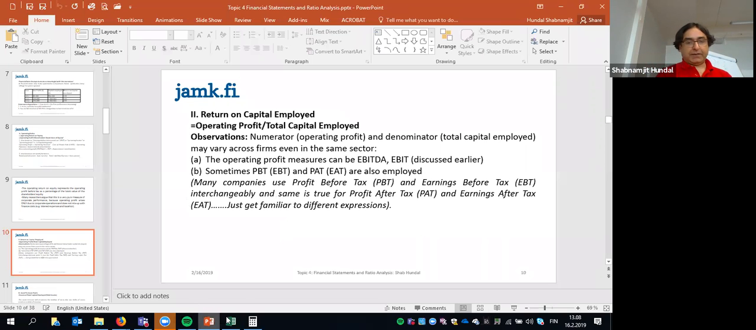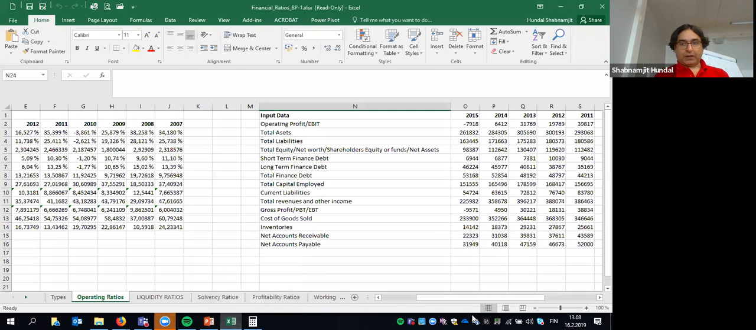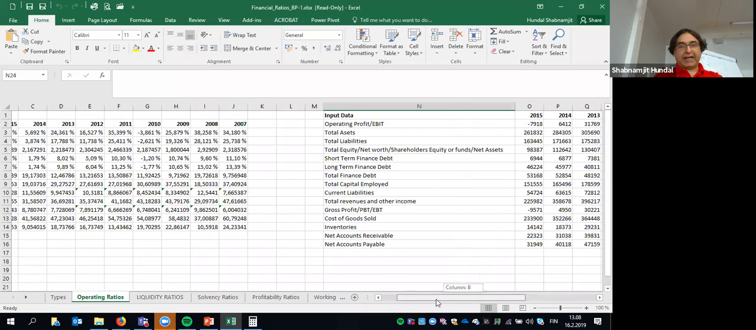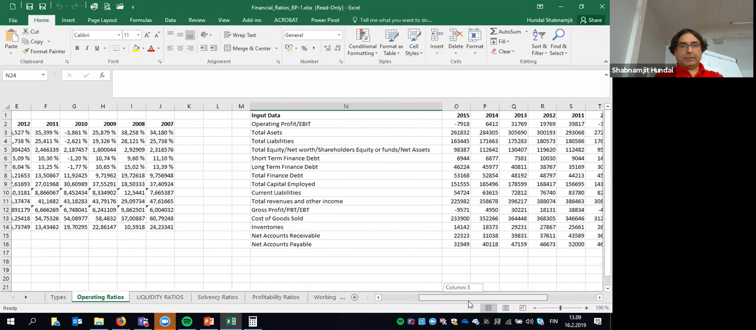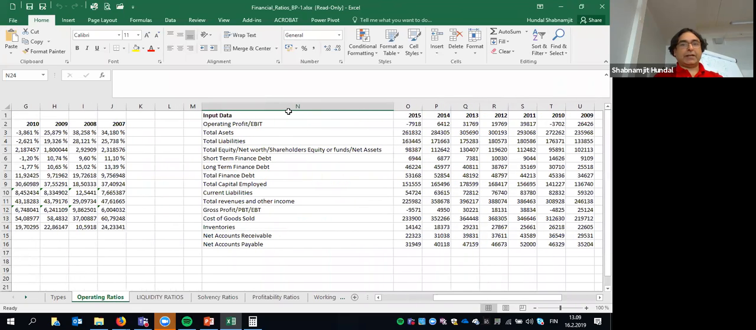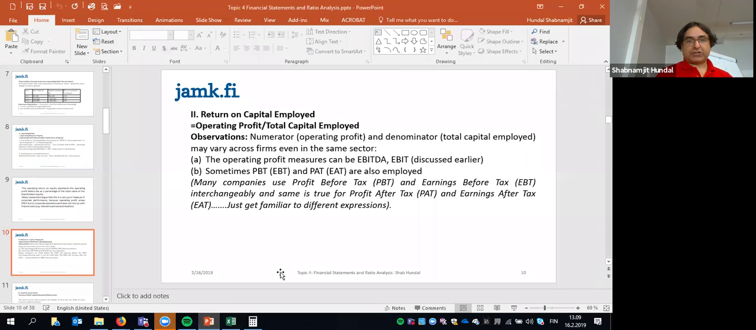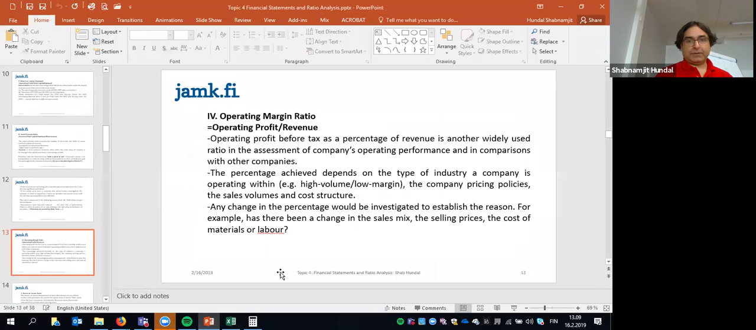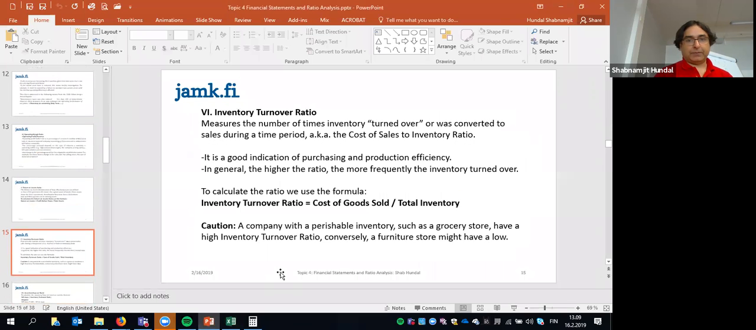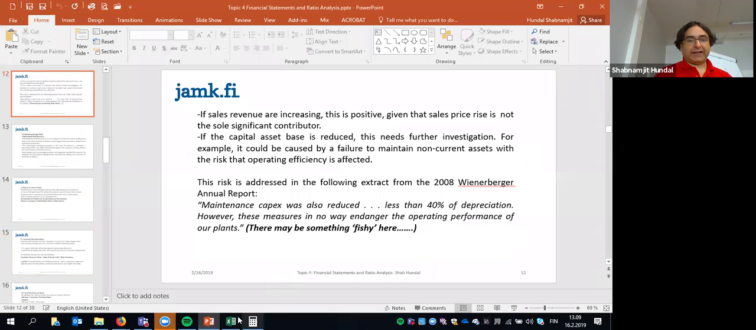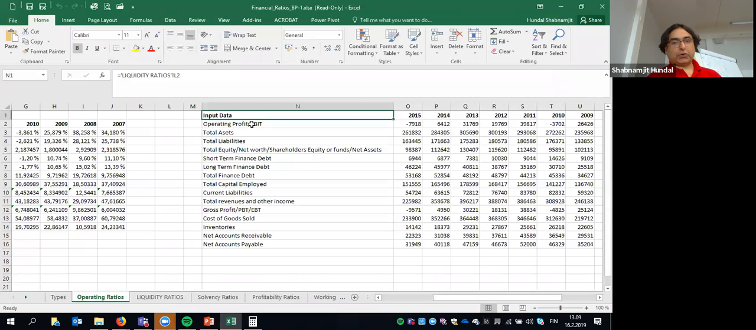So you can see here in BP, in the spreadsheet, that first of all, the way I do it, you don't have to follow my footsteps. But first of all, I use the word input data, which basically means that to calculate the operating ratio, which inputs I require. And I found that because there are multiple ratios here, right? There are 5-6 ratios in the operating profit ratio. So what I do here is that I chose all the data first, which I require.